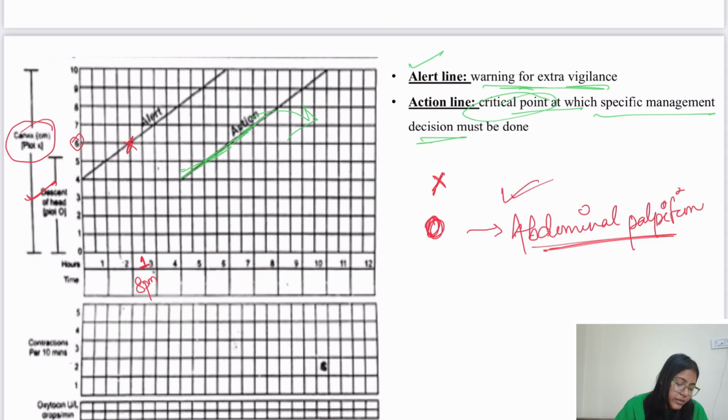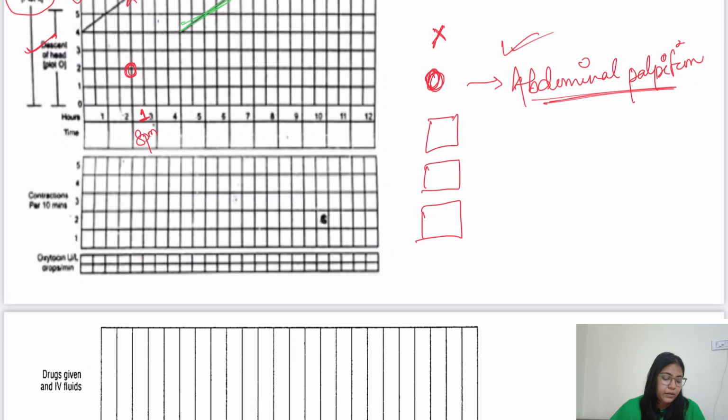So suppose when it was 5 centimeter dilated or 6 centimeter dilated, in that column only you plot the descent of head. Suppose the head was 2/5 palpable, so you plot it as here. Okay. Then after cervical dilatation and descent of head, there is abdominal palpation. On abdominal palpation you will look for contractions. And how do you plot contractions?